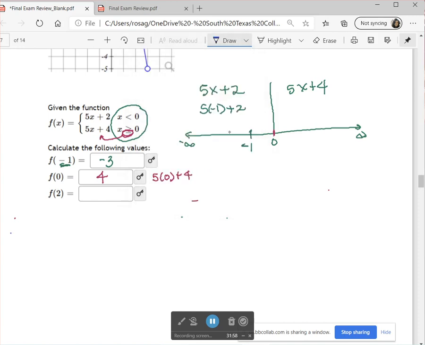And then the last one is 2. So I'm going to go to the number line and see where on the number line does 2 lie. Does it lie on the left or on the right? And 2 lies over here on the right. So I'm going to use this one. And that gives me 14. Questions on that?